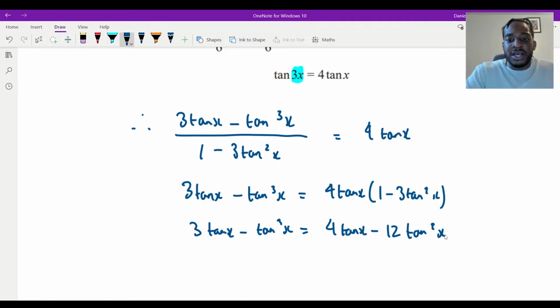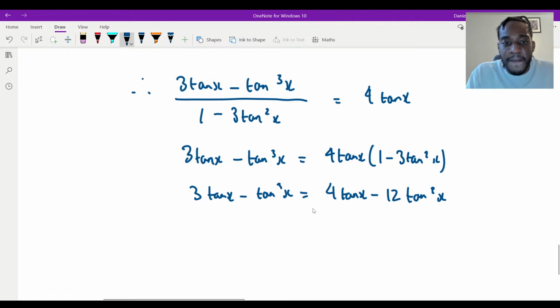Like that. And now, just tidying that up, I'm going to move everything from right to left. So if I move everything from right to left, I've got minus 12, I'm going to add that on. That's going to be a plus 12. So I'm going to get 12 minus 1, that's going to be 11 tan cubed x, like this here. And then if I move that over, that's just going to be 3 tan x minus 4 tan x, which is minus tan x. So I get this here, and this is equal to 0.